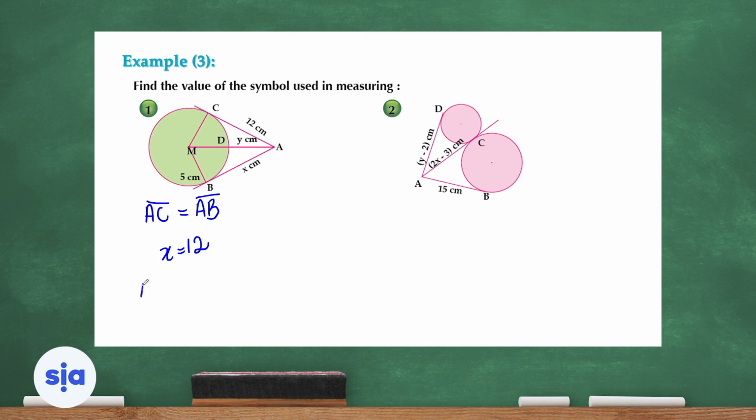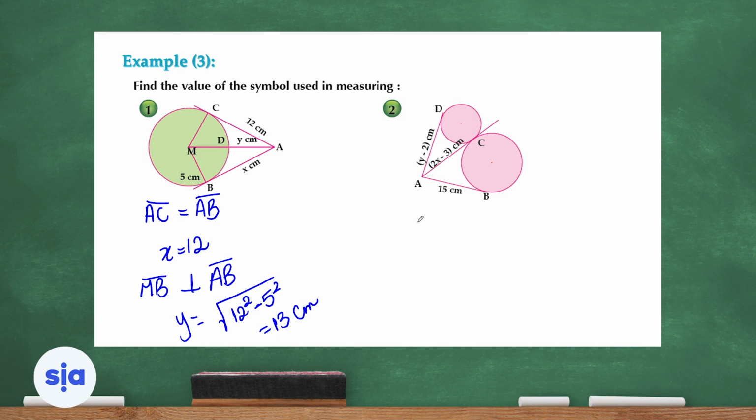MB is perpendicular to AB, as a radius when it meets the tangent at the point of tangency, they are perpendicular to each other. Then y equals, by Pythagoras, the square root of 12 squared minus 5 squared, which is equal to 13 centimeters. So y is equal to 13.